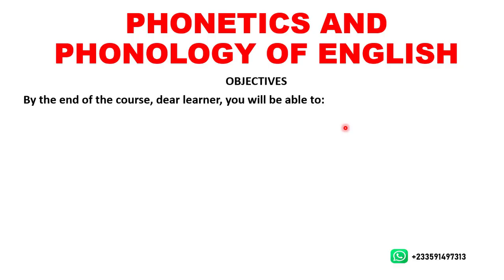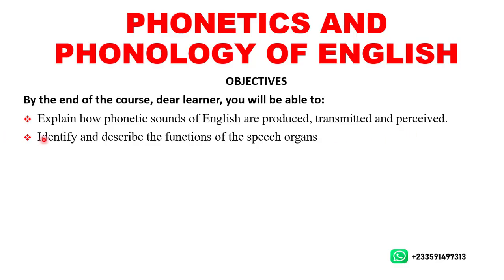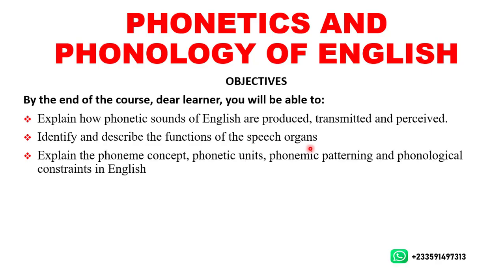By the end of the course, you will be able to: 1. Explain how phonetic sounds of English are produced, transmitted, and perceived. 2. Identify and describe the functions of the speech organs. 3. Explain the phoneme concepts, phonetic units, phonemic patterning, and phonological constraints in English.